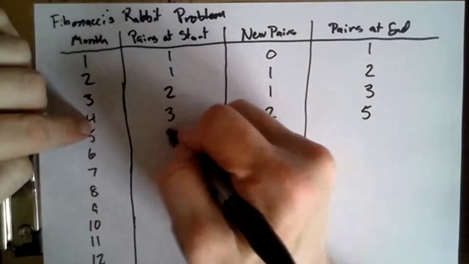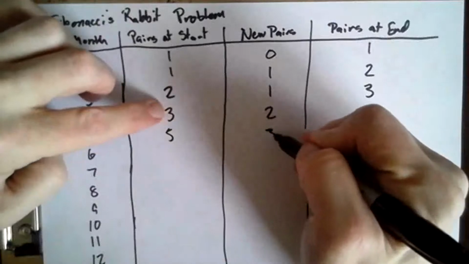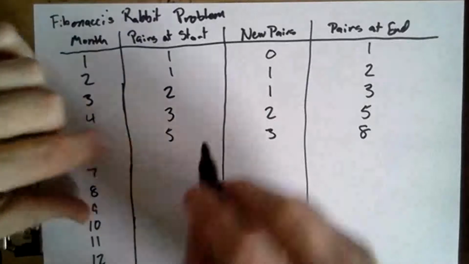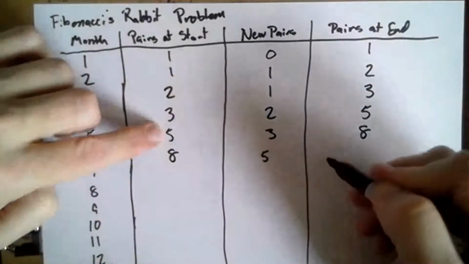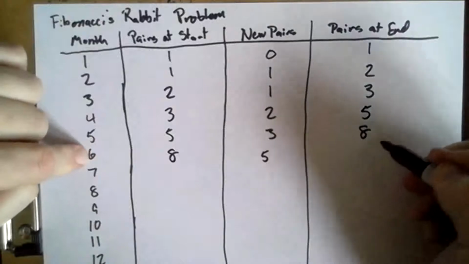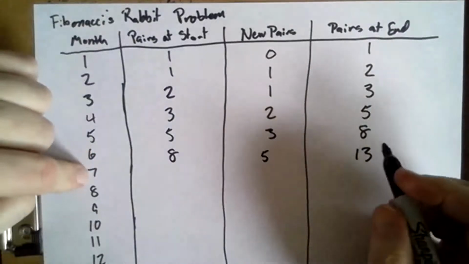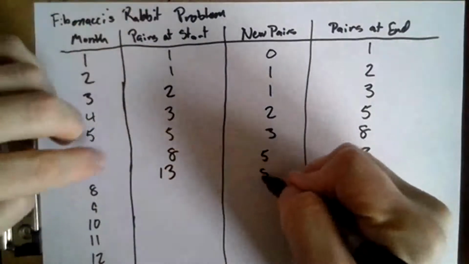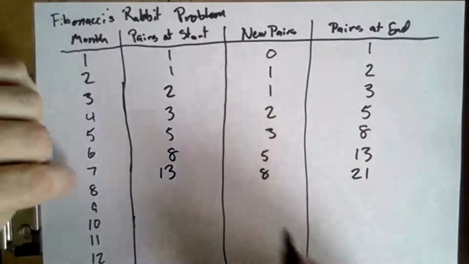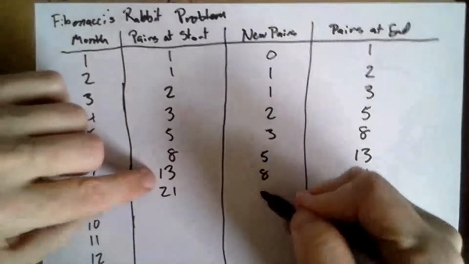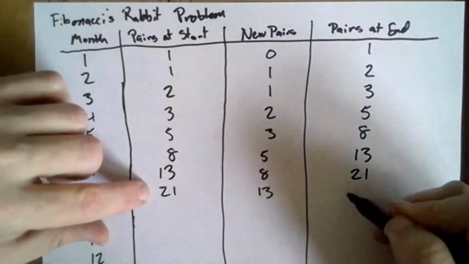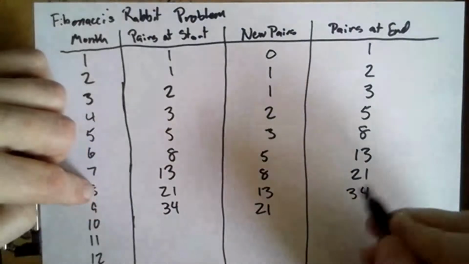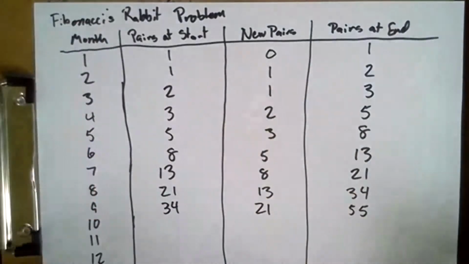We start this month with 5. 3 of them will reproduce. We have a total of 8 pairs at the end. We start this month with 8. 5 pairs will reproduce. And we have a total of 13 at the end. We start here at 13. 8 pairs reproduce. 21 pairs at the end. 21 pairs plus 13 pairs gives us 34 pairs. 34 pairs plus 21 pairs gives us 55 pairs of rabbits at the end of month 9.